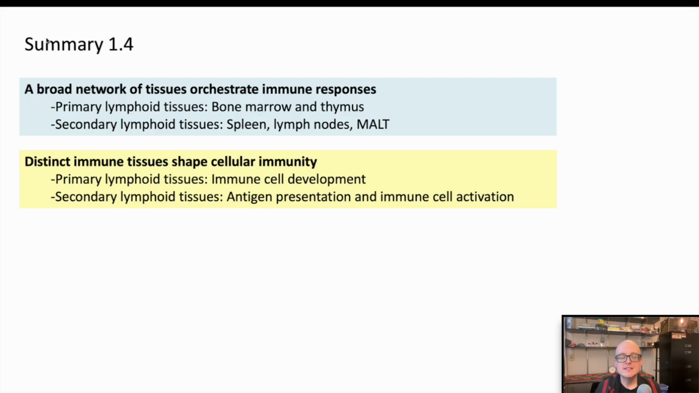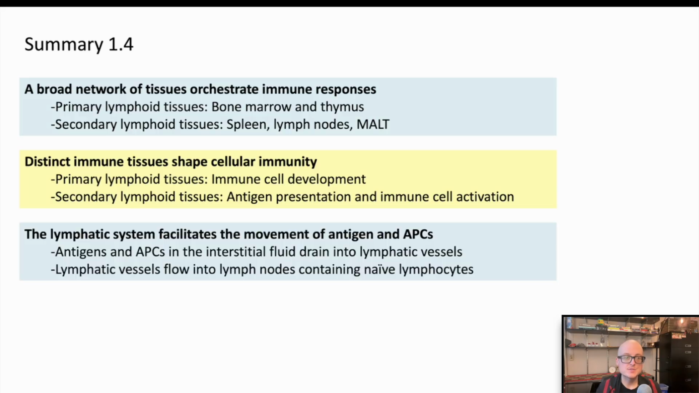I'll add to that that immune cell activation, particularly of naive lymphocytes, requires antigen presentation, which again is happening somewhat uniquely to naive lymphocytes within the secondary lymphoid tissues. What we saw is that these different tissue compartments are connected by something called the lymphatic system, which facilitates the movement of antigen and APCs around the body.